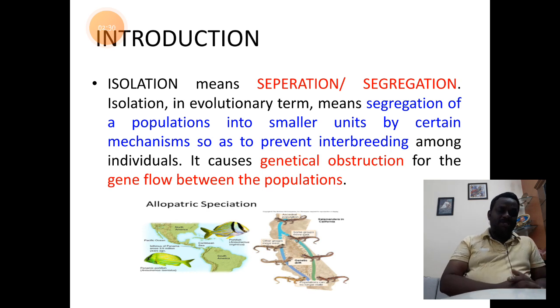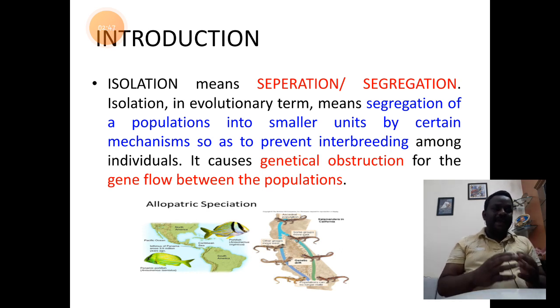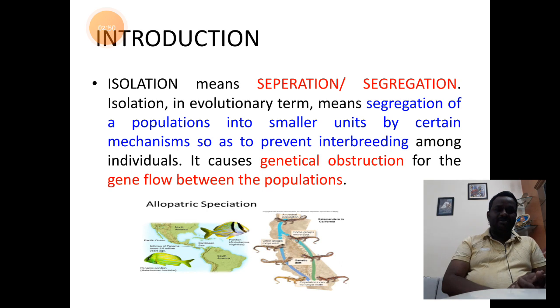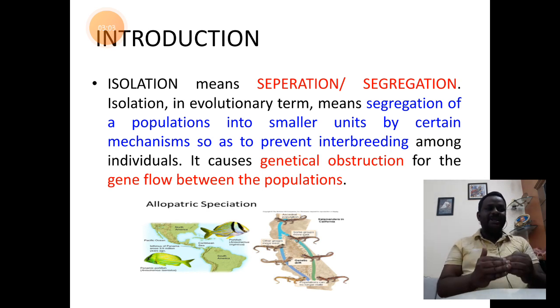The term isolation in crude sense means separation or segregation. In evolutionary terms, isolation means segregation of a given population into smaller units by certain mechanisms, so that it prevents the interbreeding or mating among the individuals.